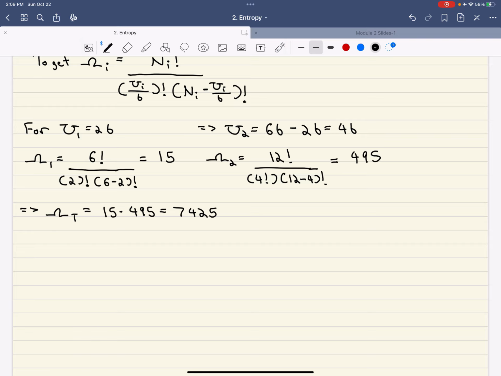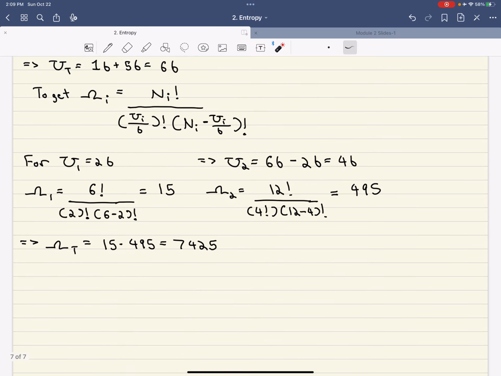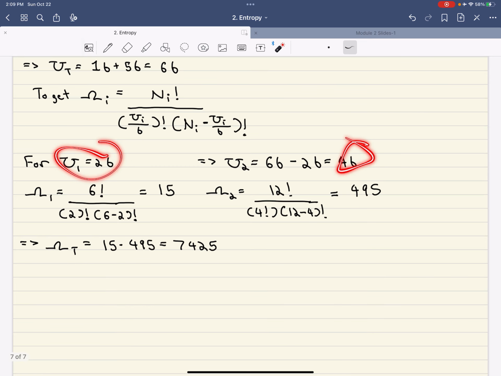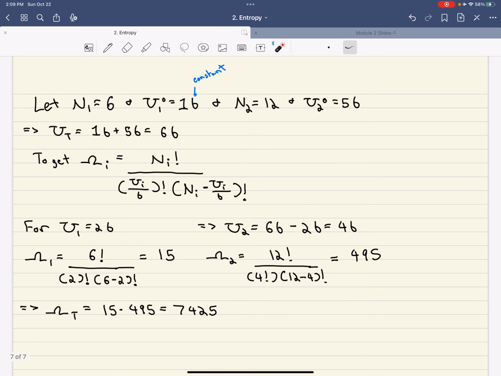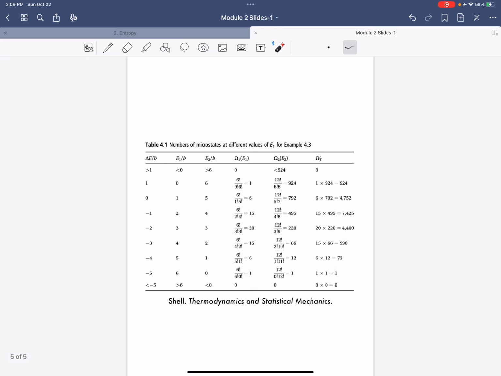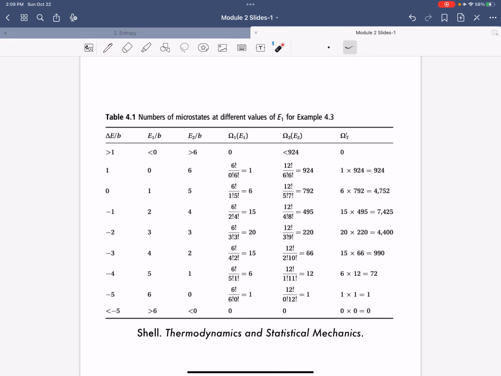Alright, so this is a case for if the system fluctuates and we get these energies for U1 and U2. But of course, we could also do other combinations of U1 and U2 that give us 6B. So if we head to this table here from the textbook, we actually have different U1 and U2 values, or energy 1 and energy 2 values, calculated out, right?